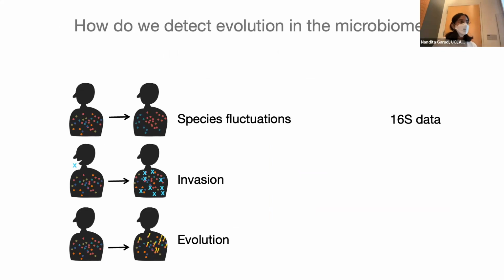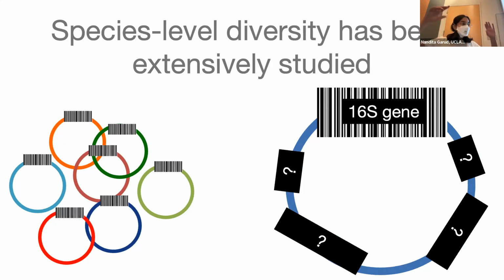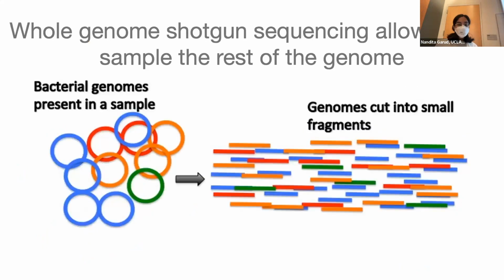How do we detect evolution? So 16S data is really popular and really affordable for measuring species diversity. And it basically barcodes which species are present. But what it misses is all the different genetic information in the rest of the genome. And so you can't really see evolution with this kind of data. Instead, we can take a poop sample, isolate the DNA, shear it up, and then sequence that. And that gives you a kind of a snapshot of all the genes and variants in the microbiome.